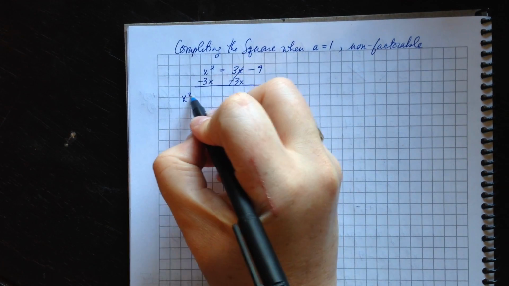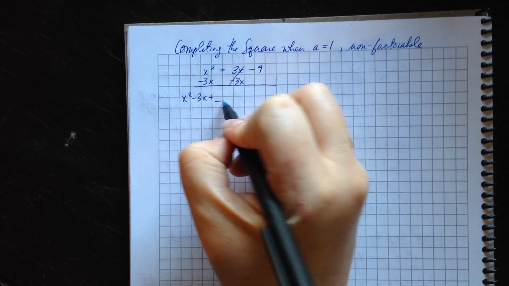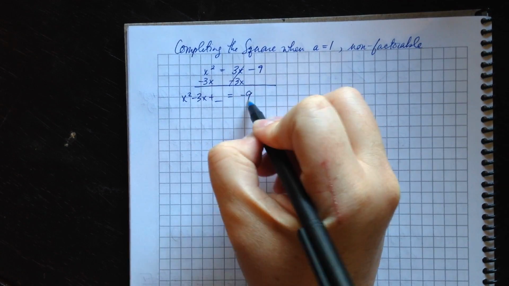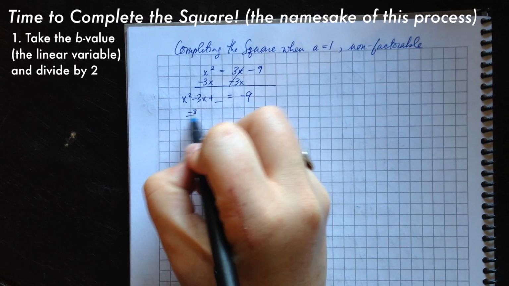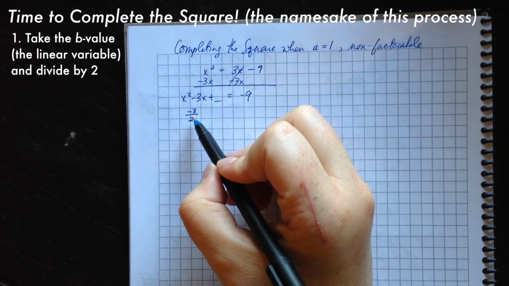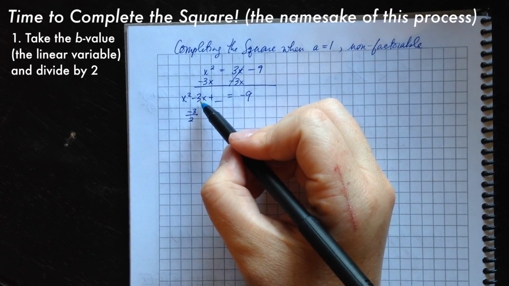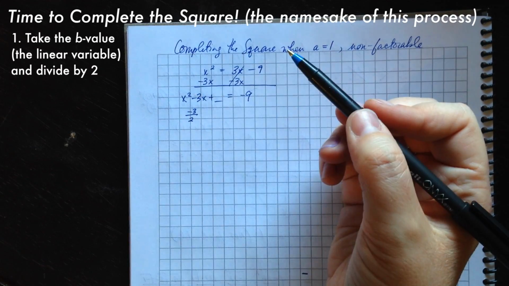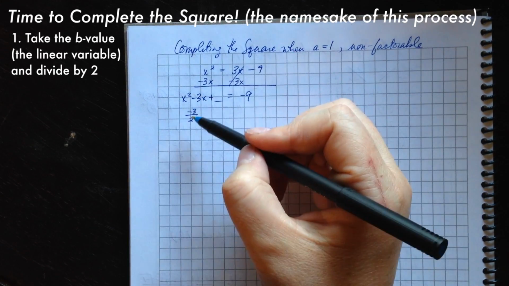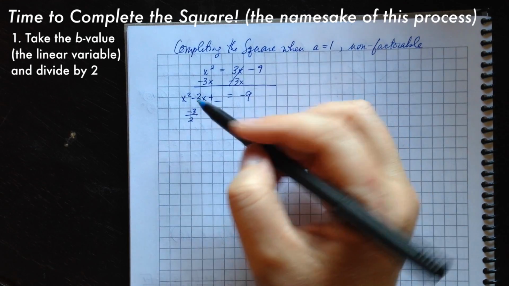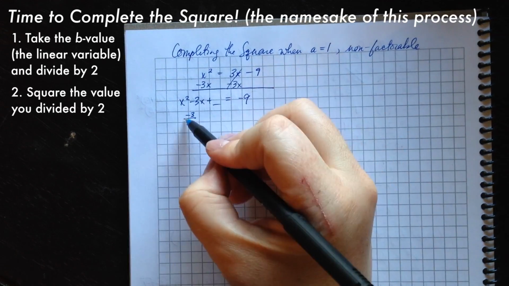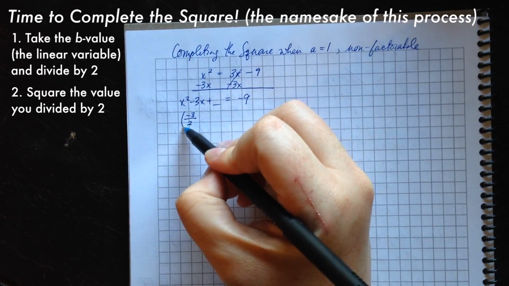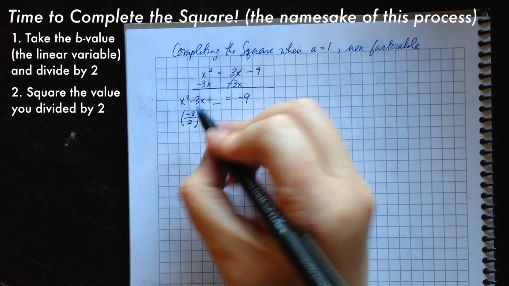And now we have x squared minus 3x, there'll be a something, equals negative 9. To figure out what that something is, we complete the square. So we divide negative 3 by 2. Now, if that b value was an even number, this would divide evenly. But it's an odd number, so that means that we are going to have a fraction here. No need to fear. It's just that we can't simplify that any further, so we just square it.